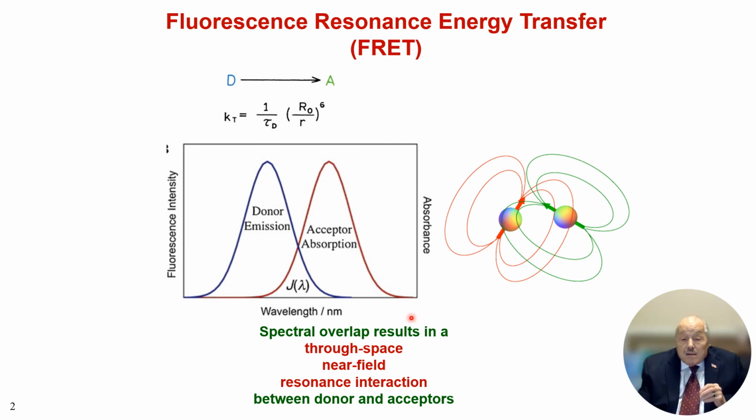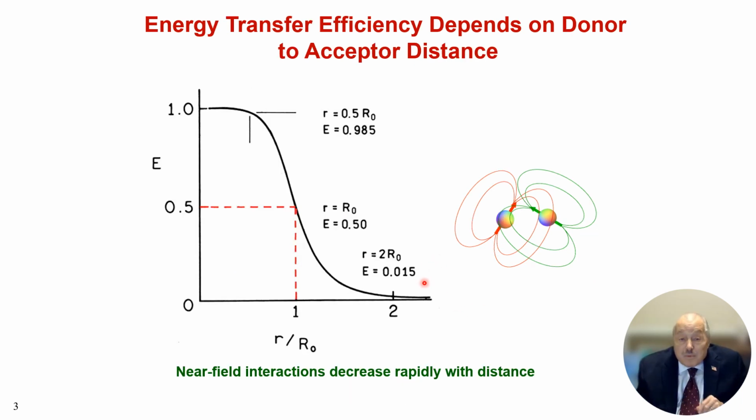And I'll say this several times, this is not a radiative process, meaning there's no intermediate photon. It's a through space near field interaction. And that sounds a little bit exotic, but we'll get to that in a moment.